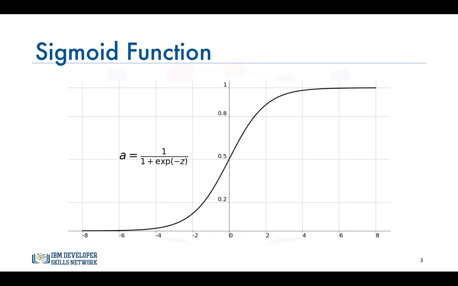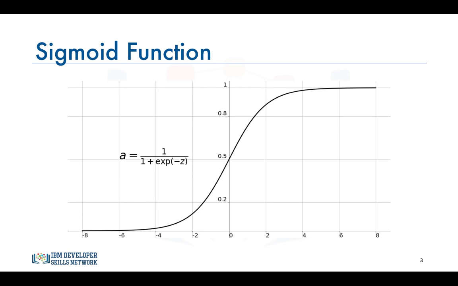This is the sigmoid function. At z equals 0, a is equal to 0.5. And when z is a very large positive number, a is close to 1. And when z is a very large negative number, a is close to 0. Sigmoid functions used to be widely used as activation functions in the hidden layers of a neural network.